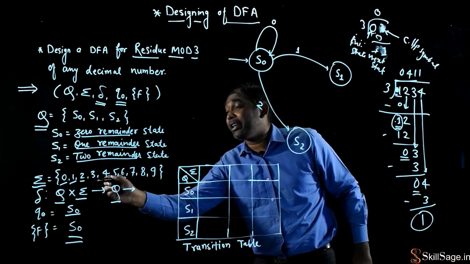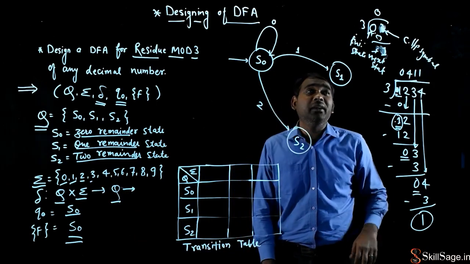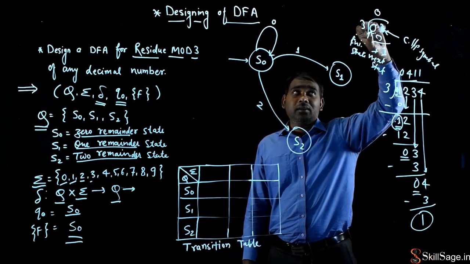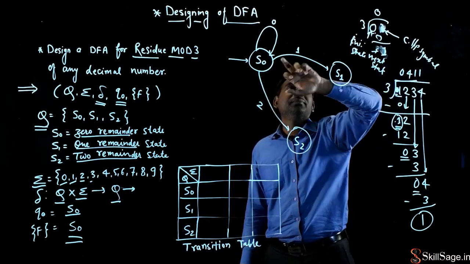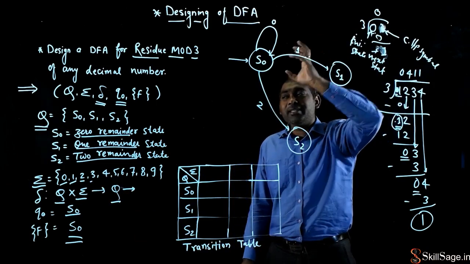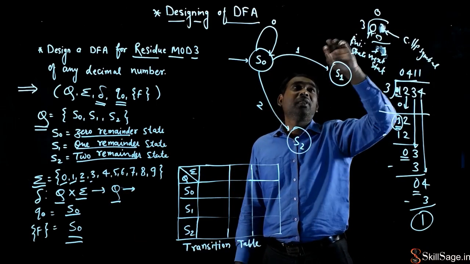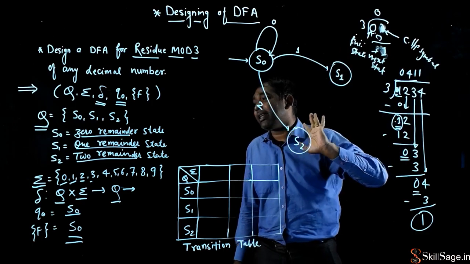Next input symbol is 3. What will happen? Current state is what? Still S0. The current state is S0. That means 0 remainder is there.